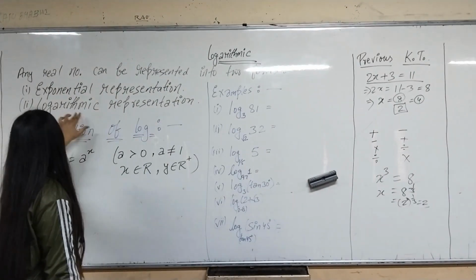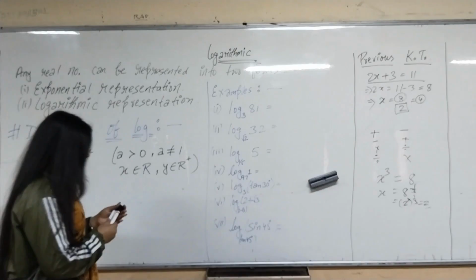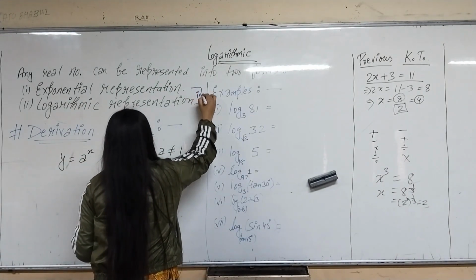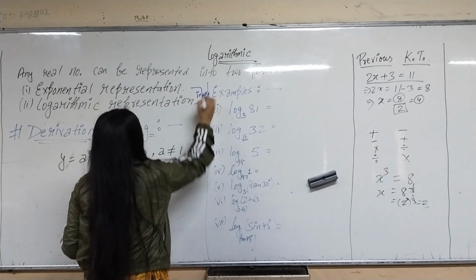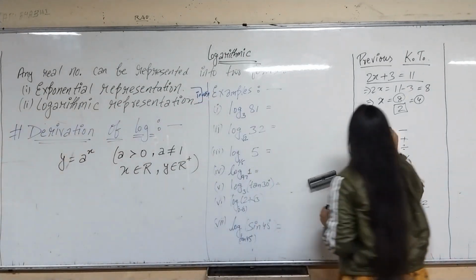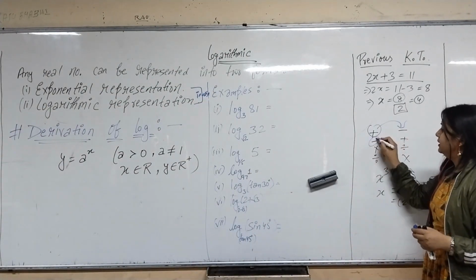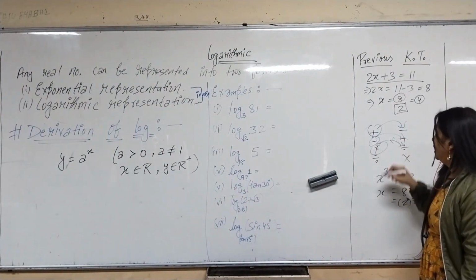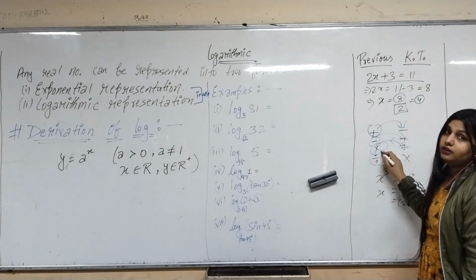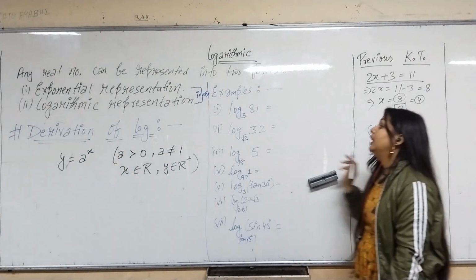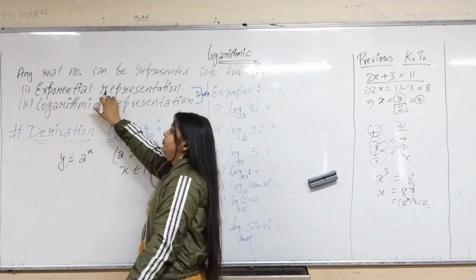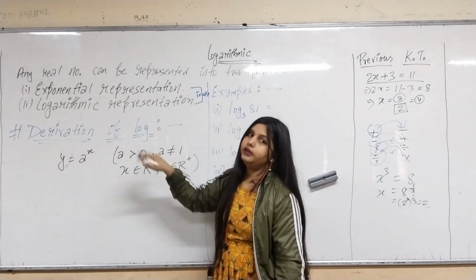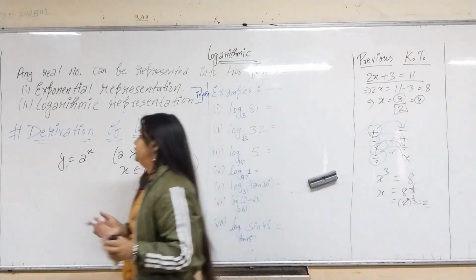I want to tell you one thing here. These are the inverse of each other. What is inverse? Similarly, plus is the inverse of minus, minus is the inverse of plus, multiplication is the inverse of division, and division is the inverse of multiplication. So exponential is the inverse of what? Logarithmic, and logarithmic is the inverse of exponential.